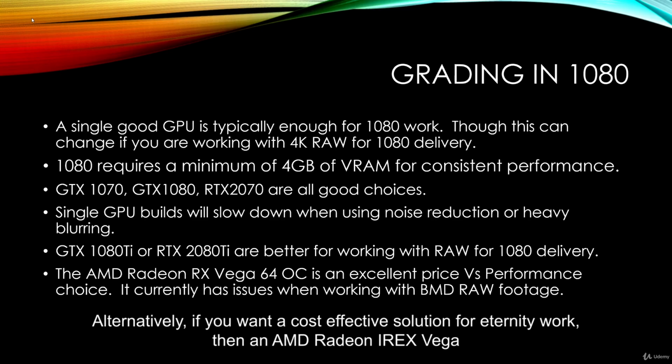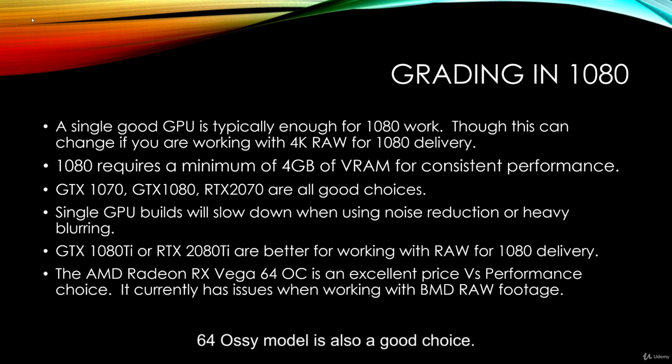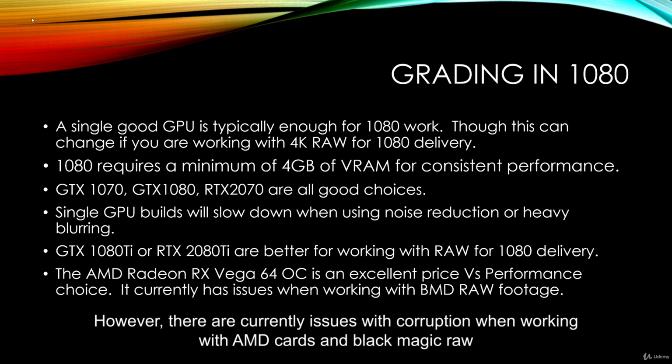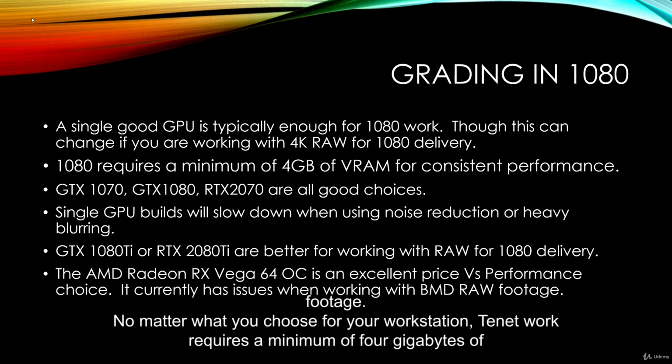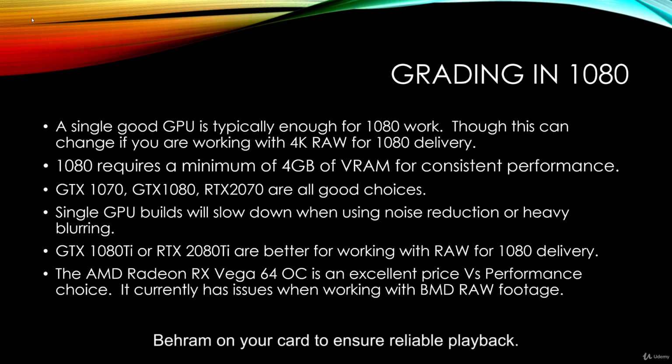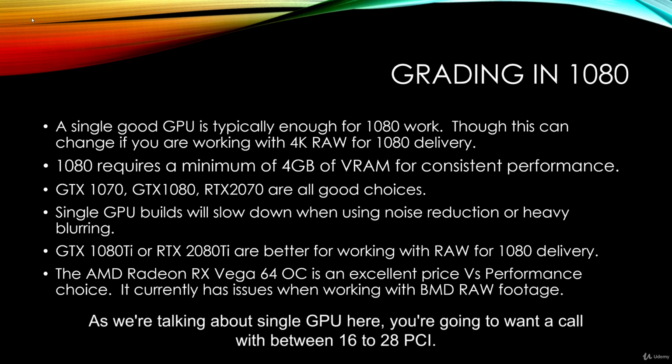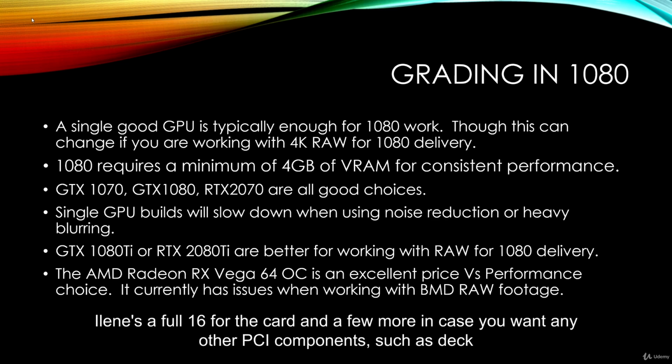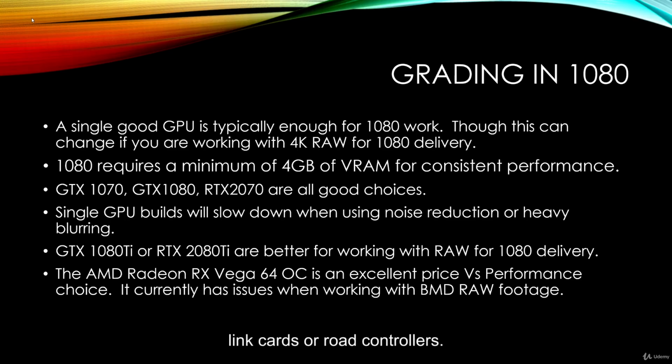Alternatively, if you want a cost-effective solution for 1080 work, then an AMD Radeon RX Vega 64 OC model is also a good choice. However, there are currently issues with corruption when working with AMD cards and Blackmagic RAW footage. No matter what you choose for your workstation, 1080 work requires a minimum of 4GB of VRAM on your card to ensure reliable playback. As we're talking about a single GPU here, you're going to want a core with between 16 to 28 PCIe lanes, a full 16 for the card and a few more in case you want any other PCIe components, such as DeckLink cards or RAID controllers.